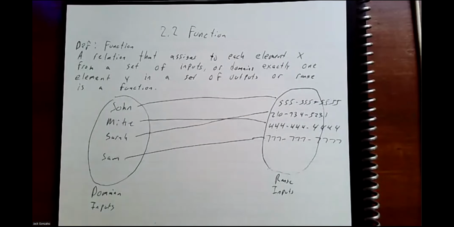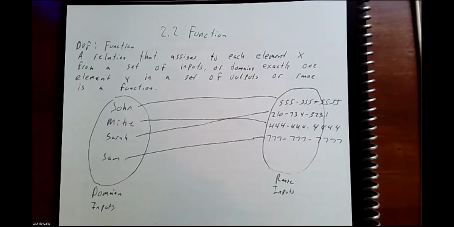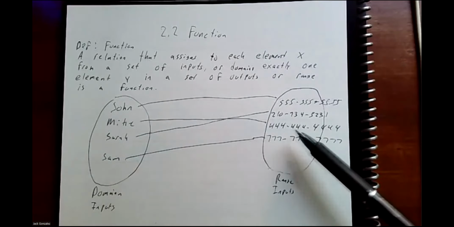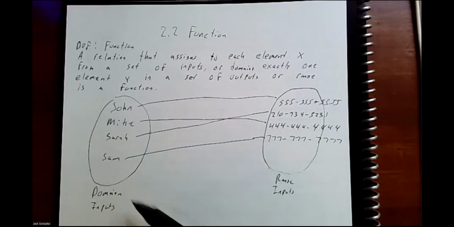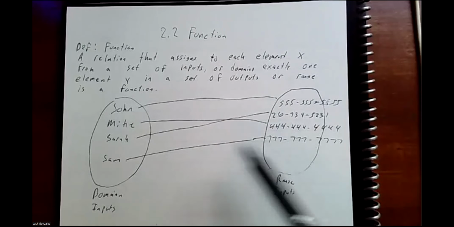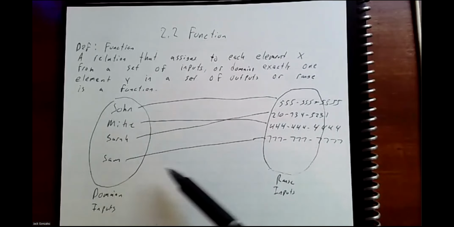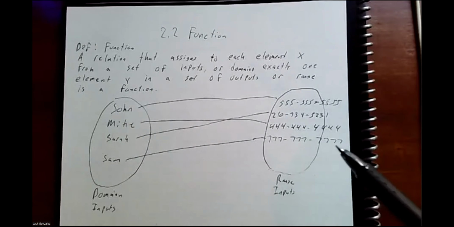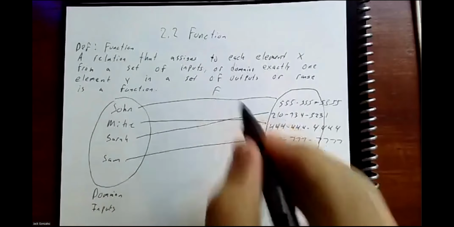If you had seen, let's say, Sam had two different phone numbers, then this would no longer be a function. But since they all have one phone number, we're good. So this is the function assigning values.